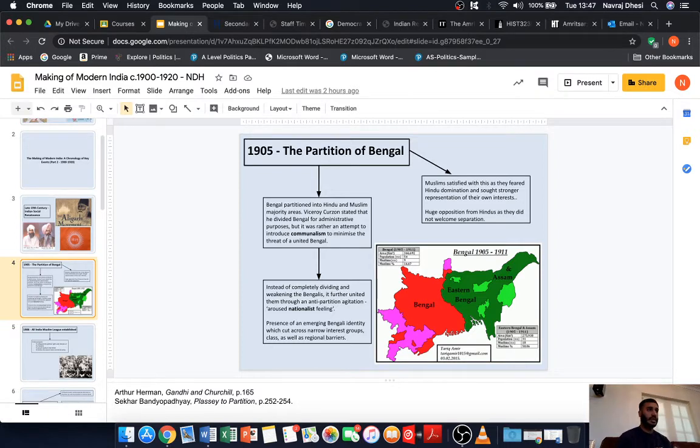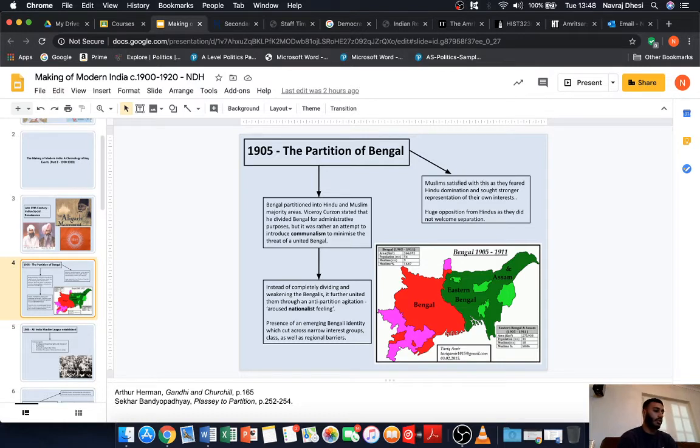So this was an attempt to introduce communalism into Bengal to minimize the threat of growing nationalist movements, or anti-colonial nationalism, within Bengal itself. But the extent to which this worked was quite limited from a British perspective, because instead of completely dividing and weakening the Bengalis, it further united them through an anti-partition agitation.